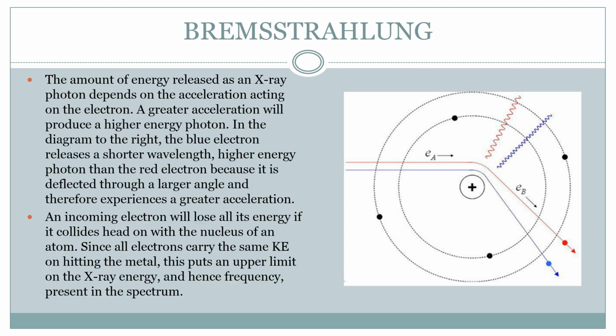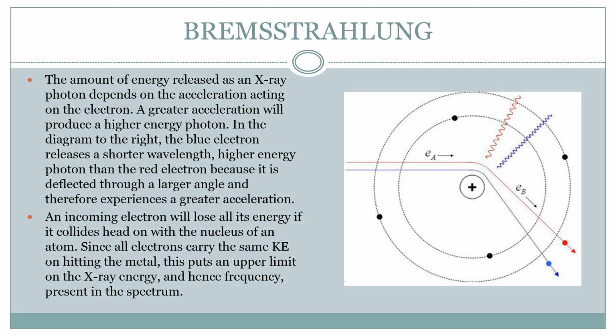Now, the amount of energy that's released depends on how much the electron is deflected. If the electron is deflected through a larger angle and slows down more, then it has experienced a greater acceleration, and therefore it will lose more of its kinetic energy in the form of a higher energy X-ray photon. Now, we've illustrated that in the diagram to the right.